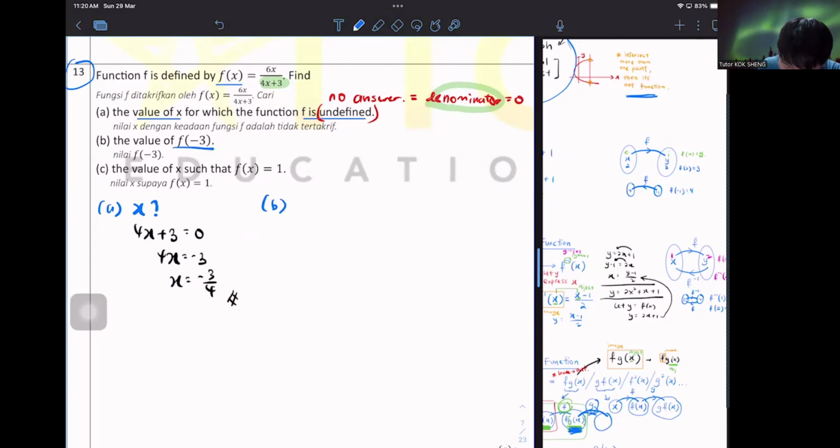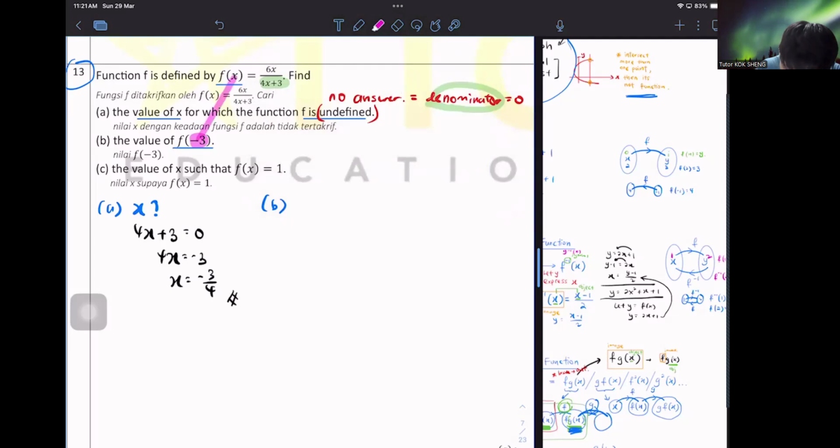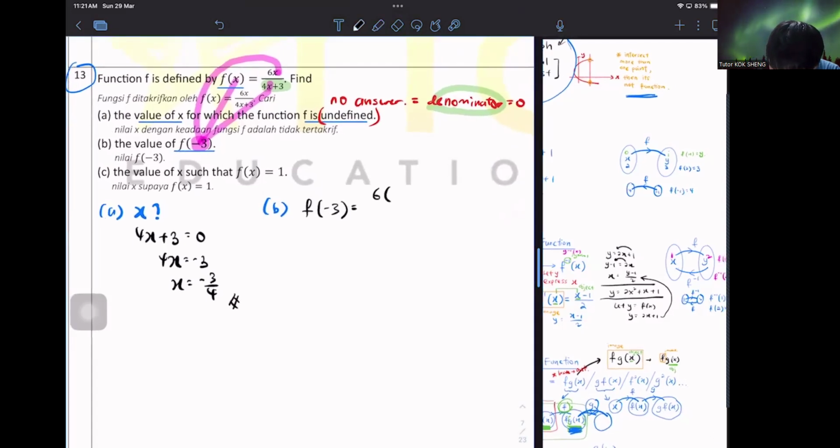Next, value of f negative 3. So negative 3 is the object, right? Sub here, here. Easy. F negative 3. Sorry, also on top. Here also got x. 6 times negative 3, bottom, 4 times negative 3 plus 3. Okay lah. So yeah, just press the calculator. No need to press the one on the left, right side only. You can press one shot everything or slowly one by one also can.